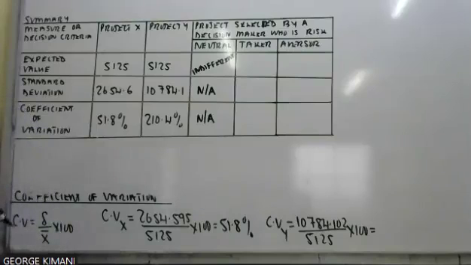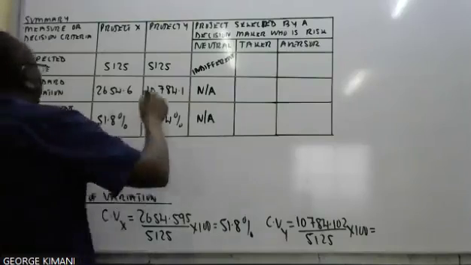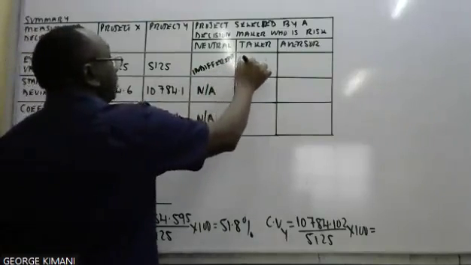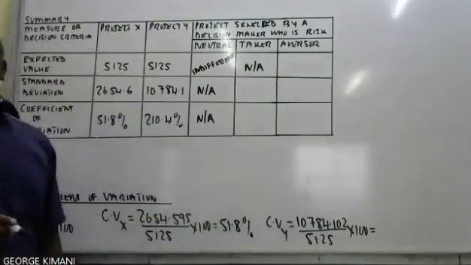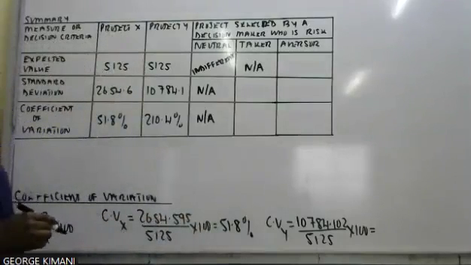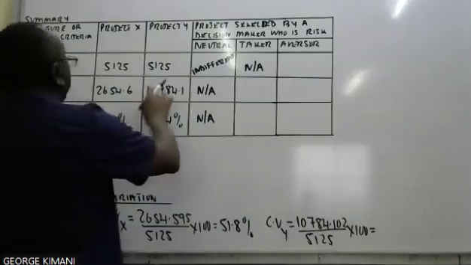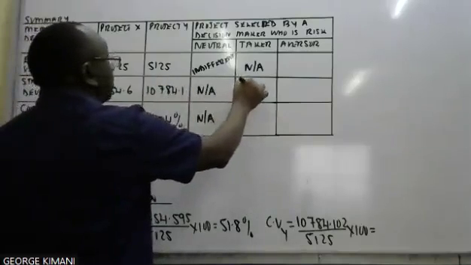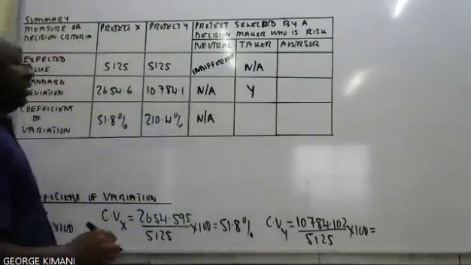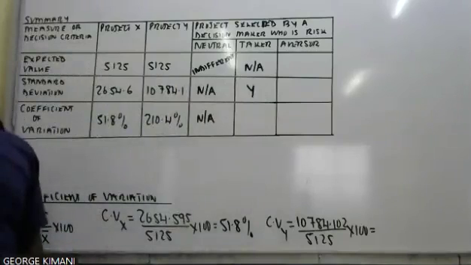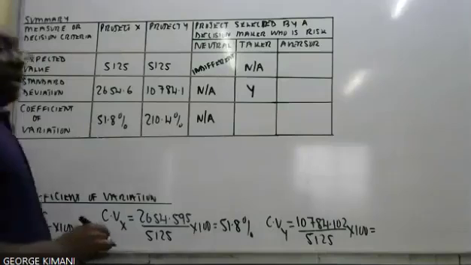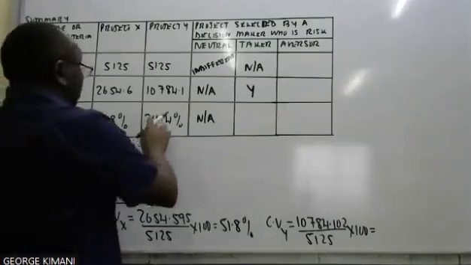The risk taker does not use the expected values, so that is not applicable to him. But he uses standard deviation and he goes for the one with the higher risk. So he's going to go for project Y. And he also uses the coefficient of variation and goes for the higher risk, this one.